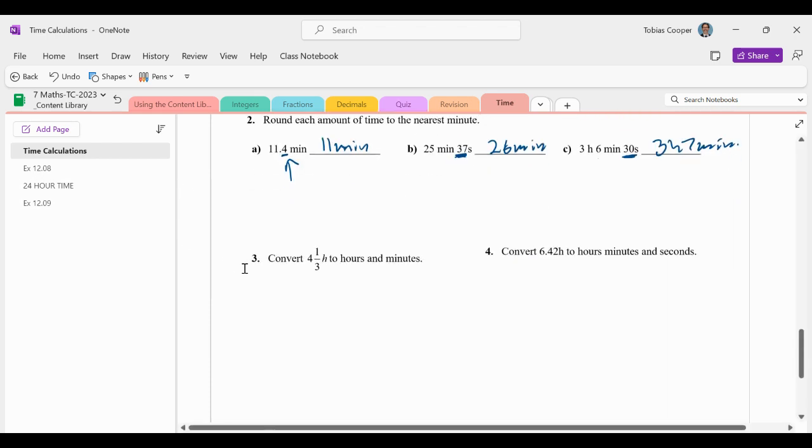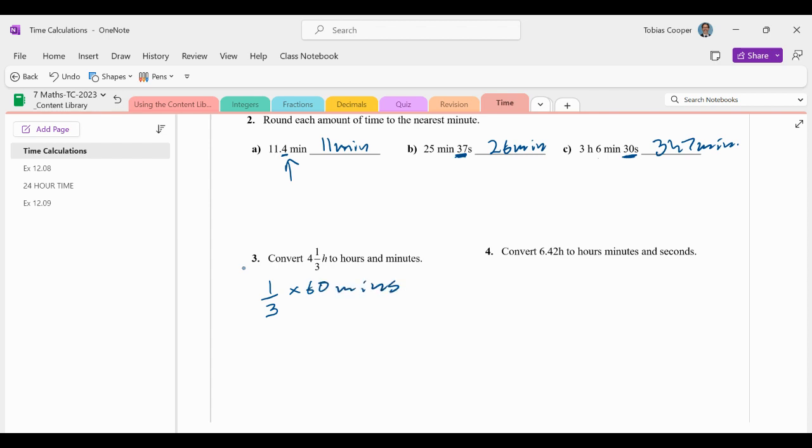Now, what about the last two questions here, converting 4 1/3 hours to hours and minutes? Well, we just have to look at 1/3 of an hour first. 1/3 of an hour is 1/3 of 60 minutes. Now, a third of 60 is 20 minutes. So our answer is 4 hours and 20 minutes.